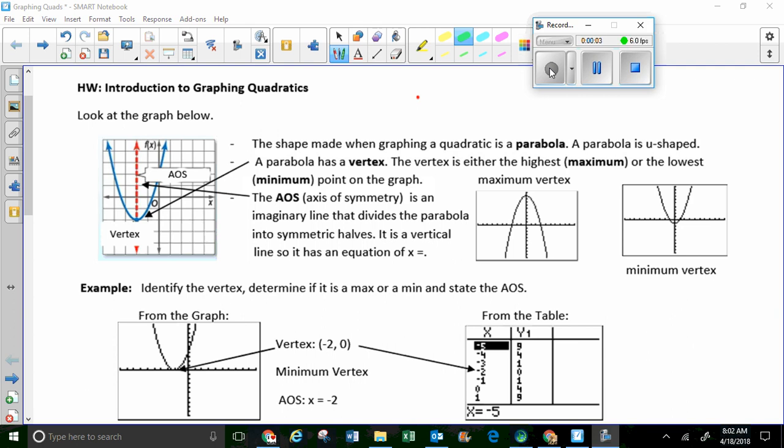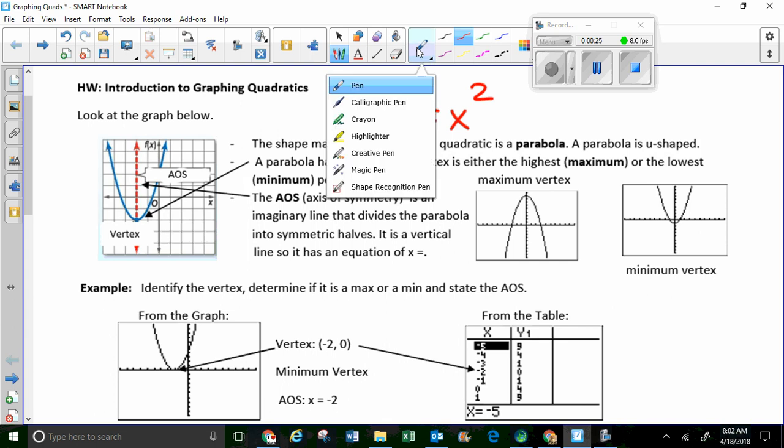Through this homework assignment, you are going to get an introduction to graphing quadratics. We'll be looking at what it looks like on your calculator and on the graph and from a table. A quadratic, to be clear, is an equation where your x is squared, okay? And it's a parabola. That's how you say that word.